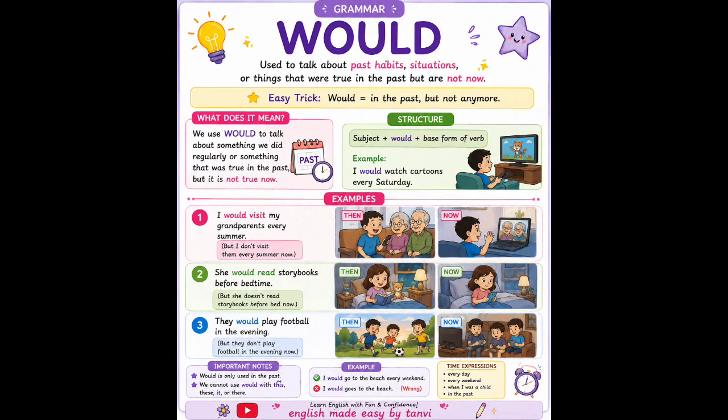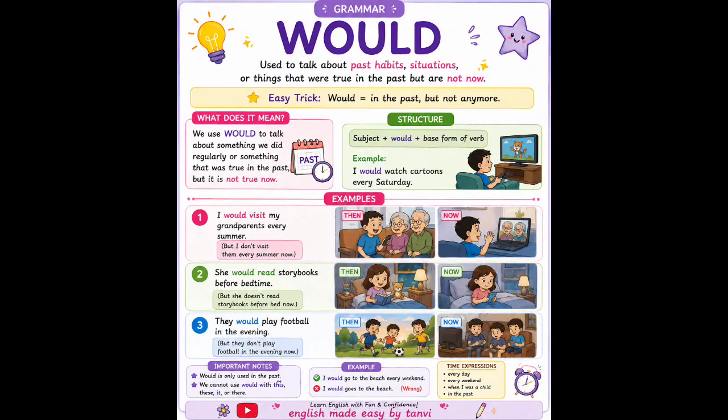Last but not the least modal is would. This is one of the most important modal verbs in spoken English. Would is used for polite requests, for preferences, for imaginary situations and soft speaking. For example, would you like a cup of tea? This sounds much more polite than do you want tea? For example, I would love to travel abroad. Would you help me? I would buy that car if I had money.